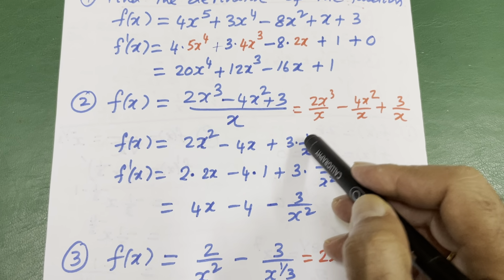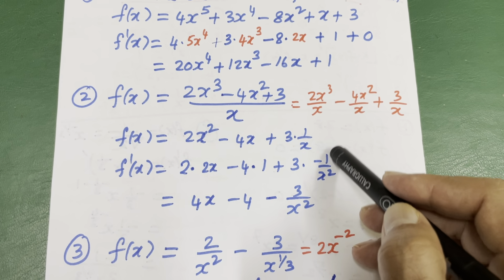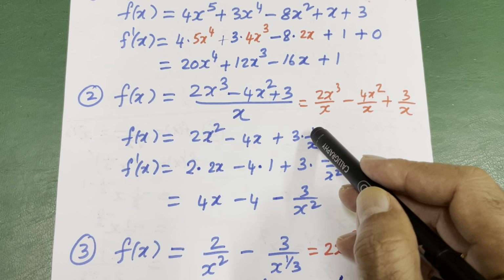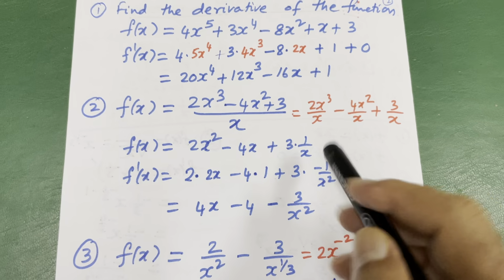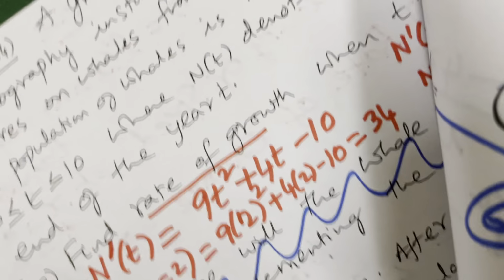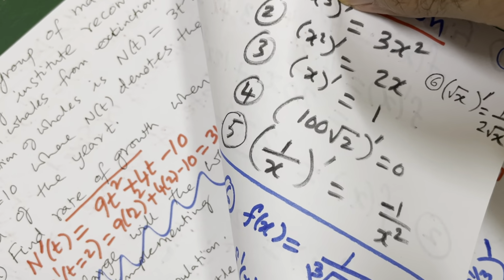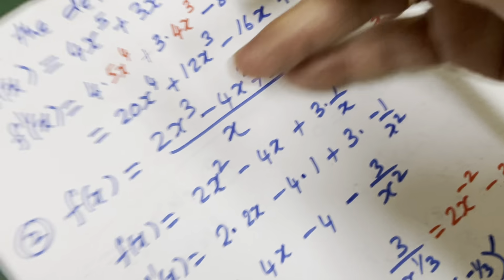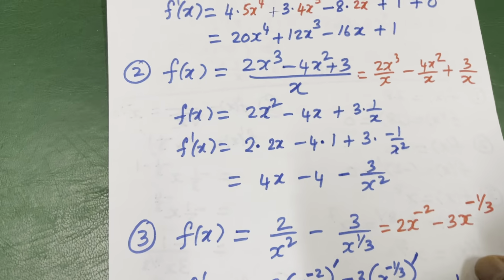I ask you to remember that the derivative of 1 over x is minus 1 over x squared. I repeat, you have to remember that the derivative of 1 over x is minus 1 over x squared, which was explained in the previous page, question number 5. You have to remember it permanently.